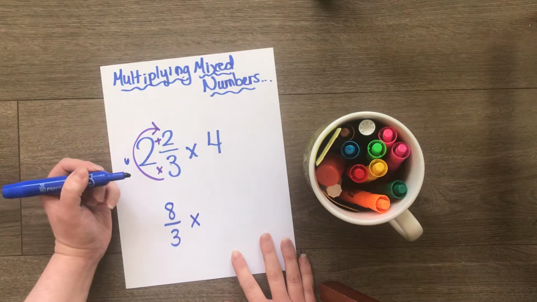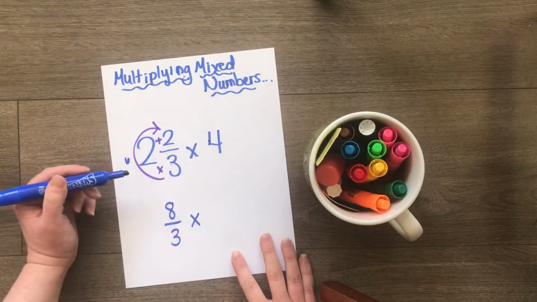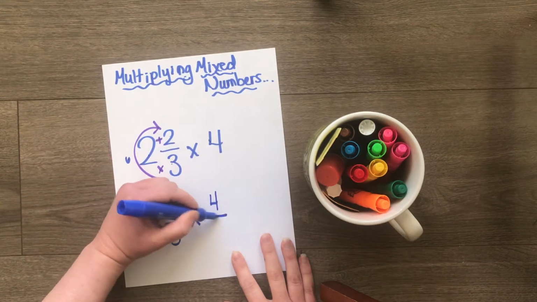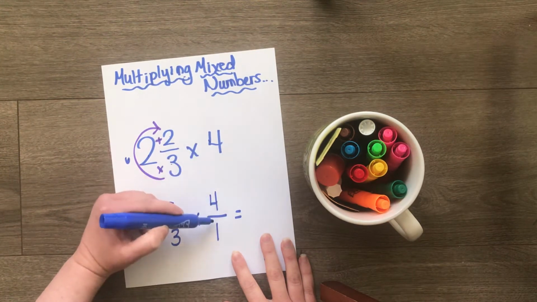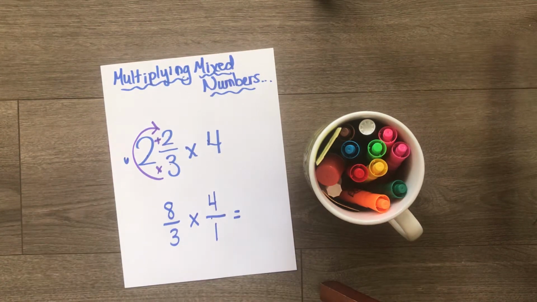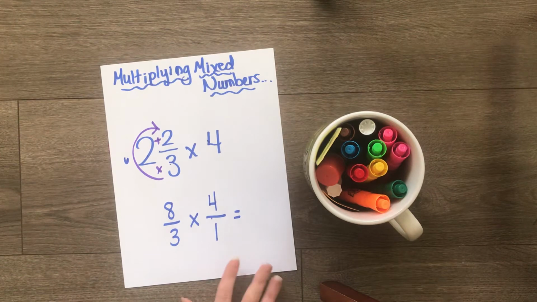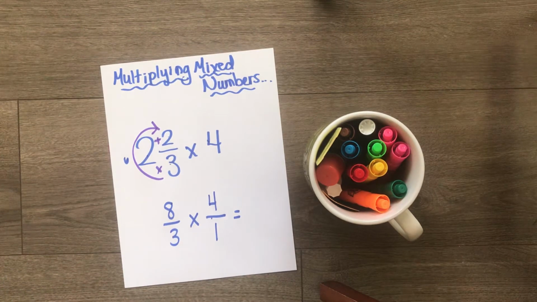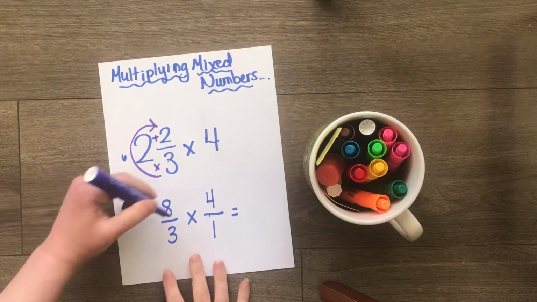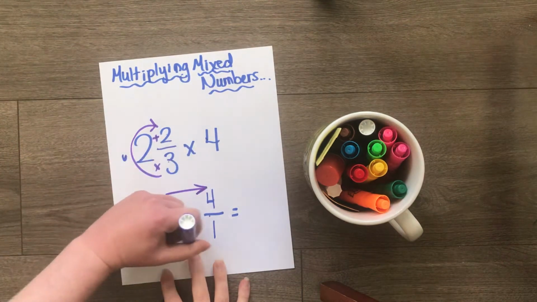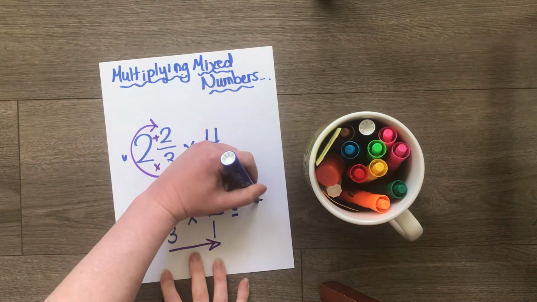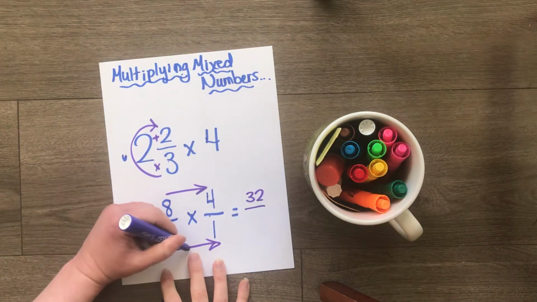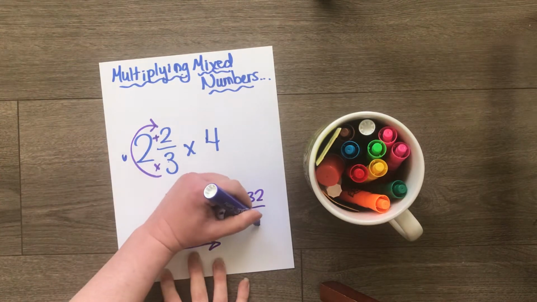Then I'm going to rewrite my multiplication symbol, and then I have to make my 4 into an improper fraction. There we go, because we know that 4 wholes is equal to the fraction 4/1. Now, I'm so excited to tell you, we are going to multiply right on through. So easy. Multiplying fractions is awesome when it comes to that. We're just going to multiply these and these. So 8 times 4 is 32. And 3 times 1 is 3.